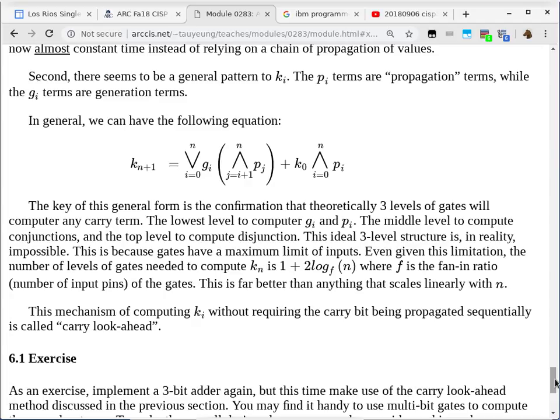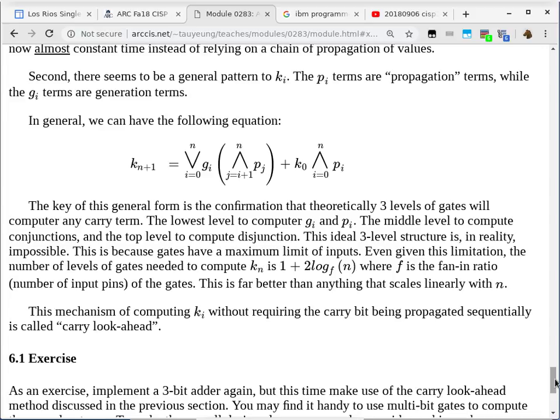So if all the g terms and all the p terms require only one gate to compute, what about this nasty mess here? K0 and then the conjunction of pi for i going from 0 to n. How many levels of gates do we need for just that term itself, all the way from the input pins, the x and the y pins? You need one level to get to the p terms, and then one more level to do the whole conjunction, including the conjunction with k0. So 2 levels of gates is enough to compute this particular term.